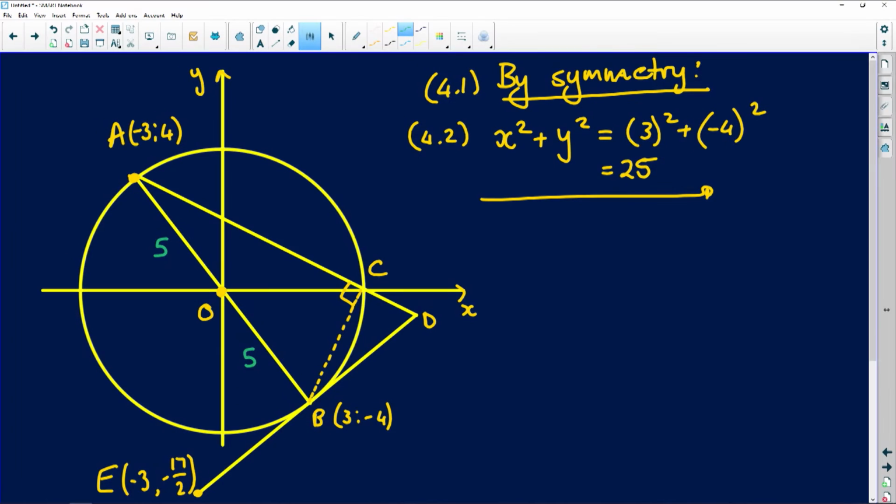But look at point C. Point C is the x-intercept. So this line running from there to there is also 5. And what will this be? This will be the point 5 and 0, because it's the x-intercept of the circle. Okay, let's read on. That was for 3 marks.